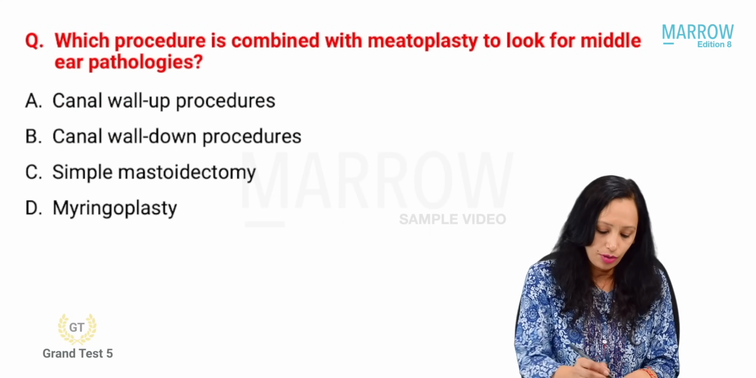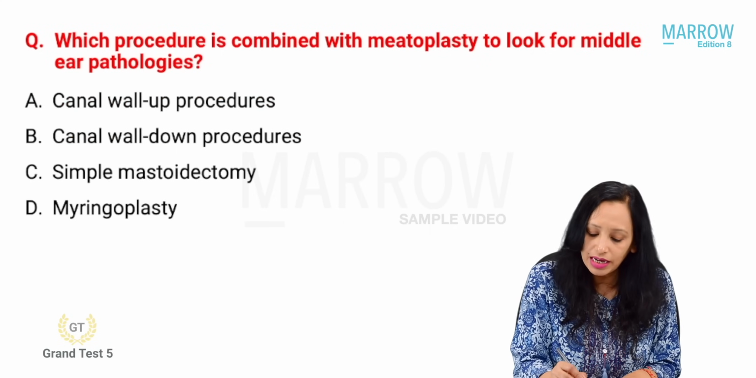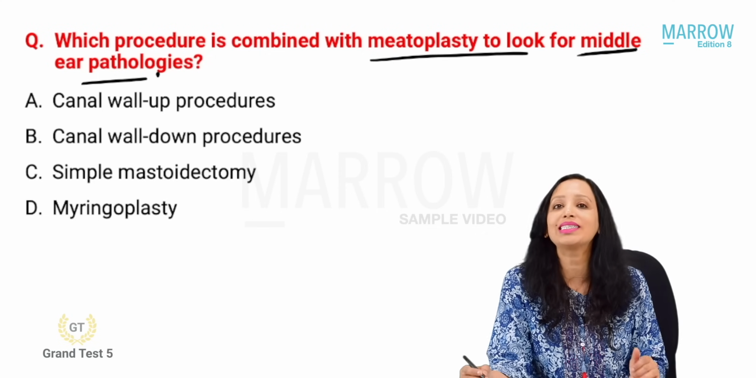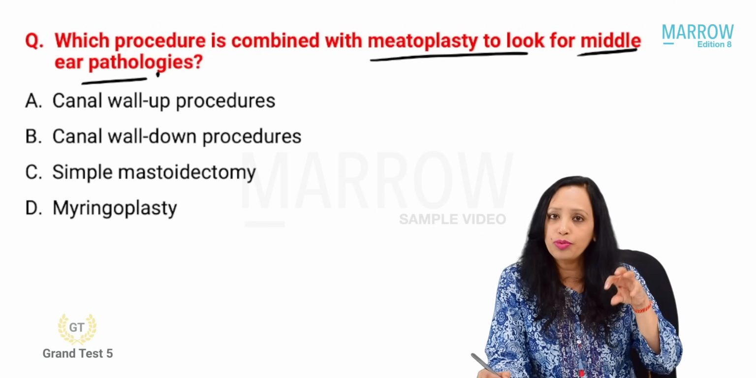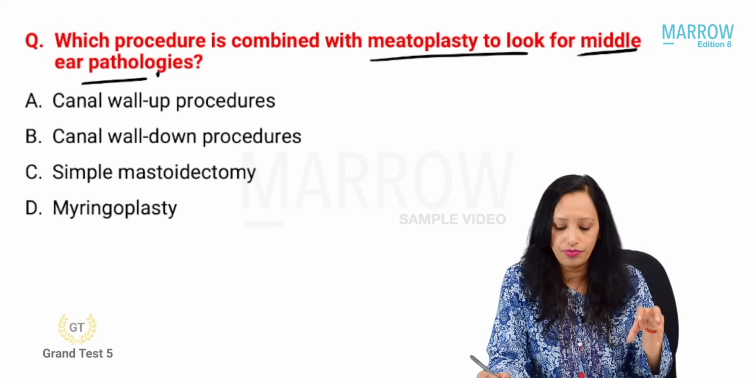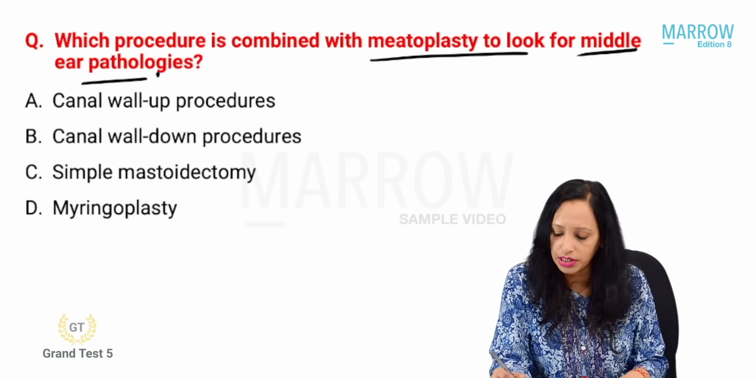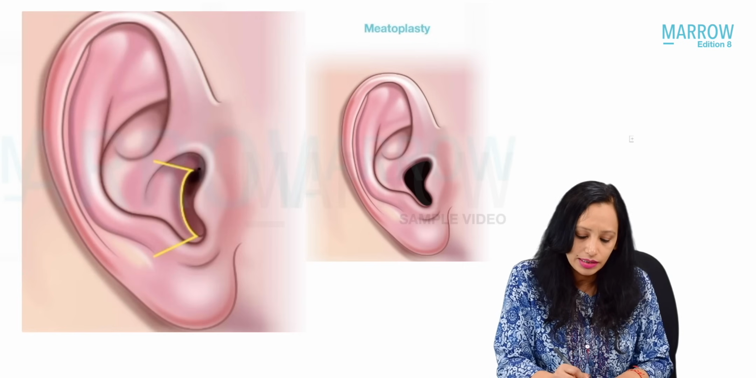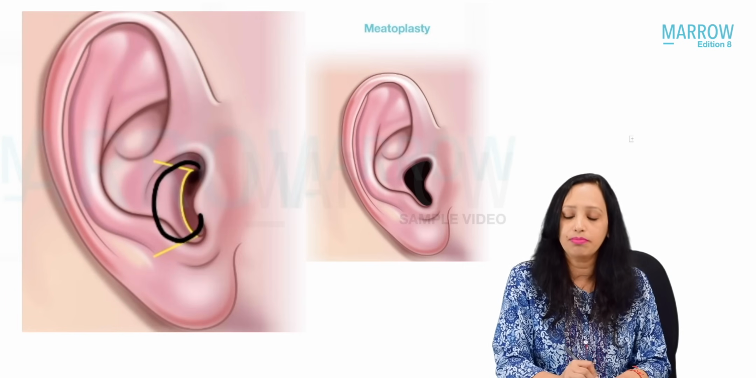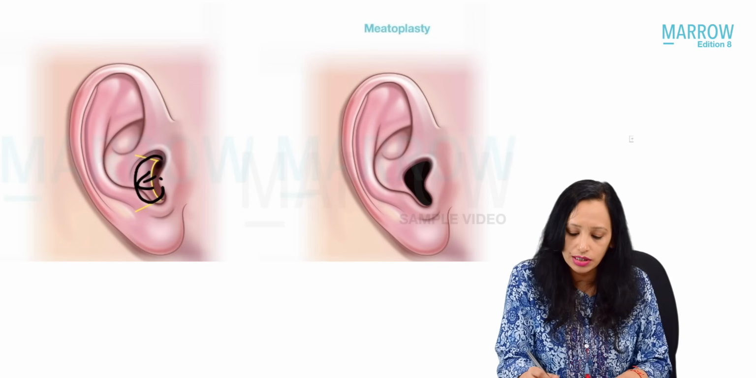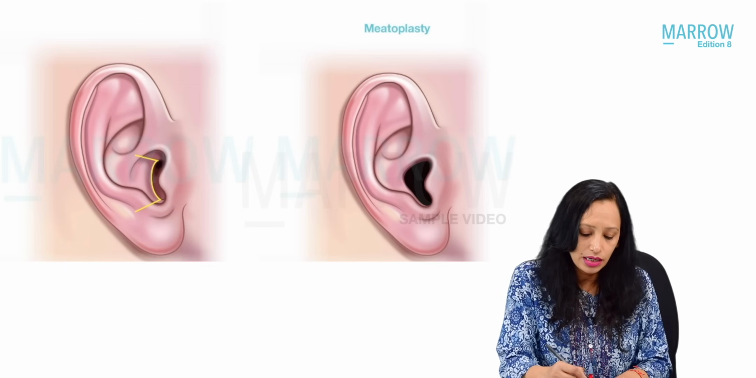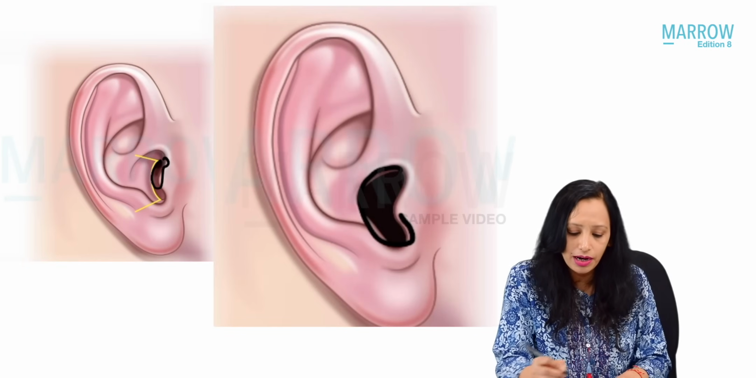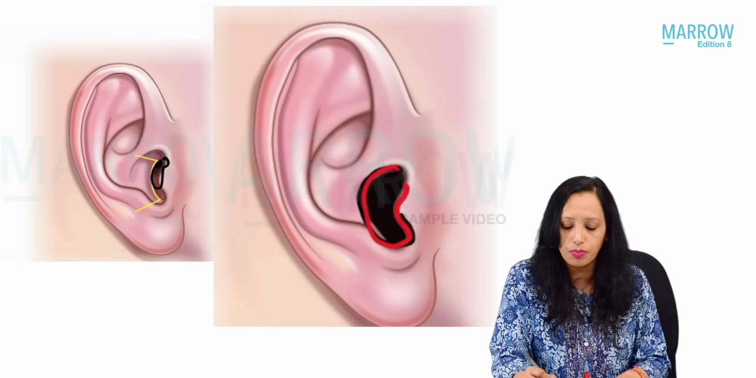Now, this is a question from your GT5. Which procedure is combined with meatoplasty to look for middle ear pathologies? What is meatoplasty? What is asked is that you do meatoplasty along with which surgery of the ear to look for middle ear pathologies? Yes, meatoplasty is that you widen the external acoustic meatus by removing this cartilage, the conchal cartilage you have removed, and the external acoustic meatus, which was initially this much, you have widened it. You have made a big external acoustic meatus opening.